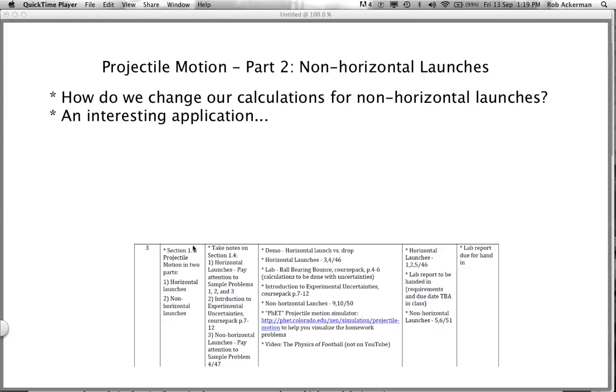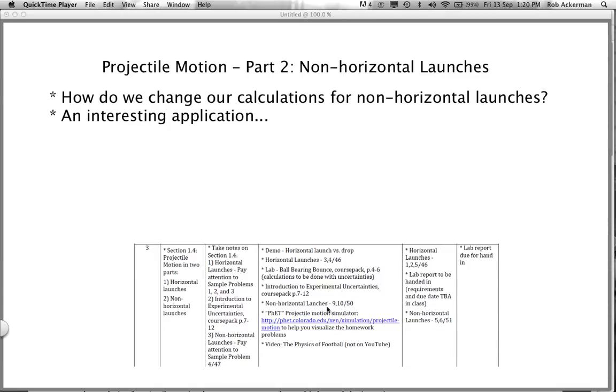Anyway, just to move things along, let's take a look at where we are in the schedule. We are currently in Lesson 3 still, Section 1.4 of the text. We're now on the horizontal launches. We are working on pre-lesson reading number 3 over here, paying attention to sample problem 4 on page 47. And in class, we'll be doing this part here, non-horizontal launches, questions 9 and 10 on page 50.